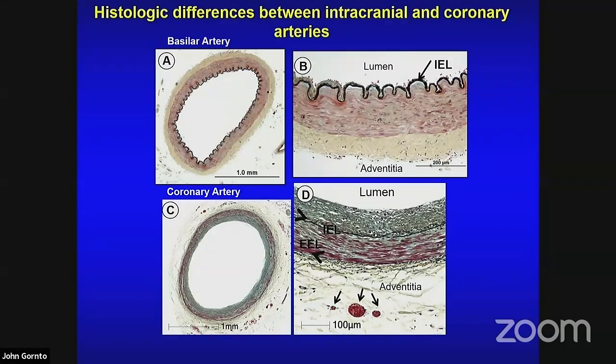So you can see that there are no vasa vasorum here. You can see the adventitial vasa vasorum in the coronary. So this is supplied by the cerebrospinal fluid, whereas here we are dependent on the vasa vasorum for oxygenation.